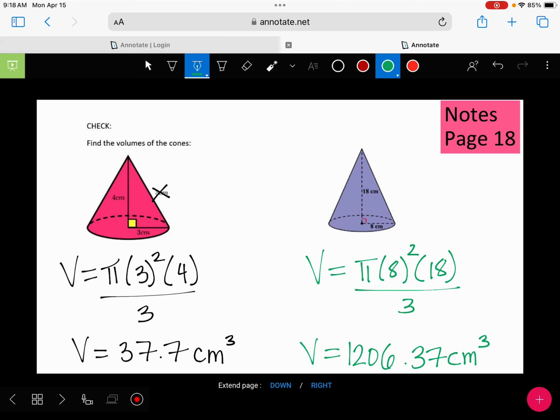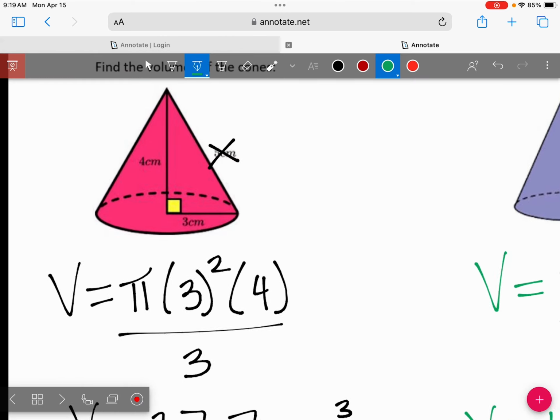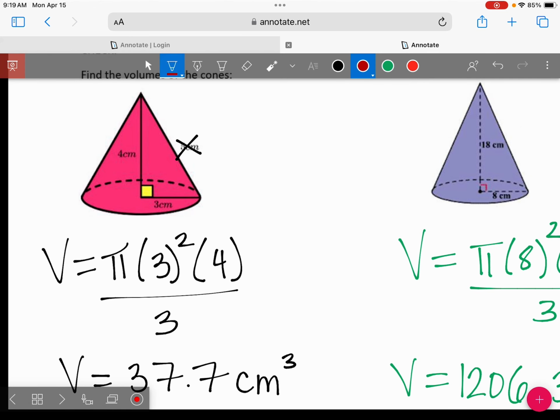All right, so let's look at this. That was really good. Couple things to keep in mind. I don't want to take for granted that this is, let me just go back a little bit. When you're looking at this one, this is your radius. So the radius is 3, and your height, that's here. Your height is 4.